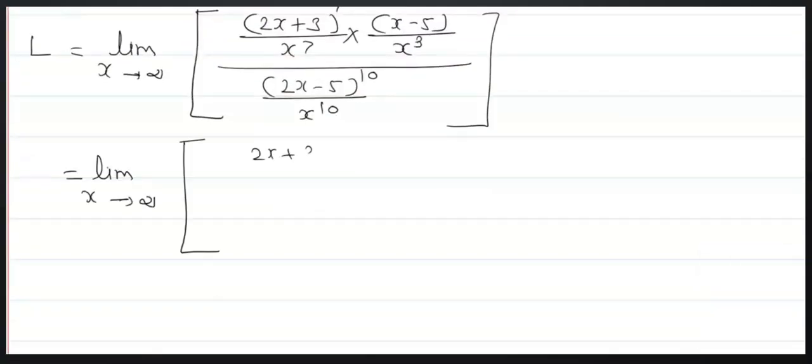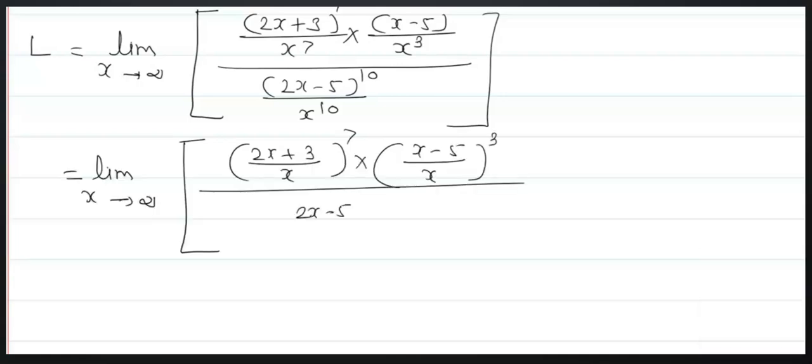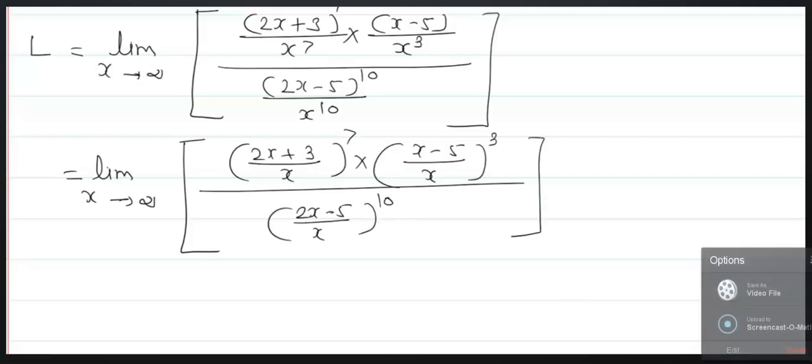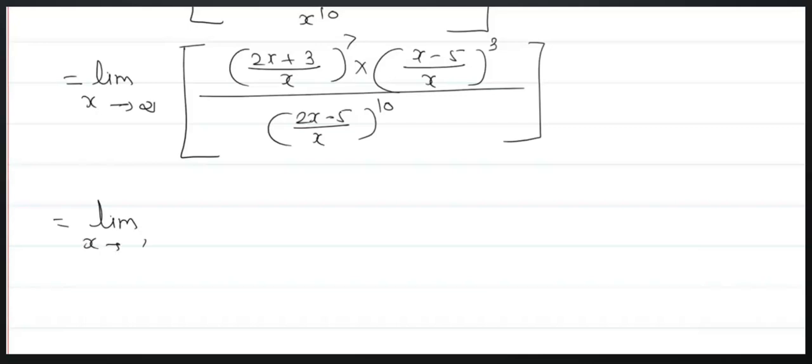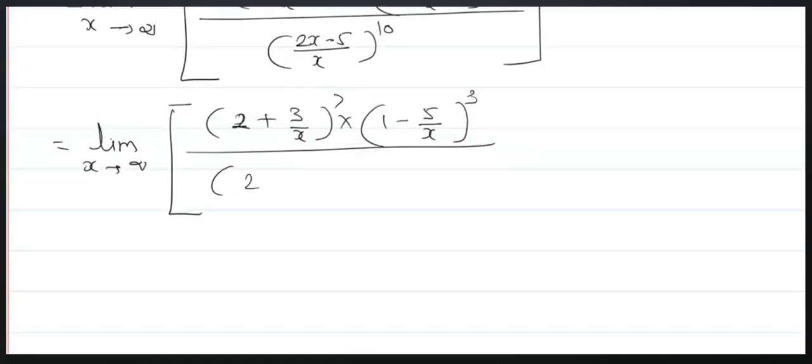Therefore, limit x tends to infinity, (2x + 3)^7 (x - 5)^3 over (2x - 5)^10. Simplify this. That is the limit x tends to infinity, (2 + 3/x)^7 (1 - 5/x)^3 over (2 - 5/x)^10.